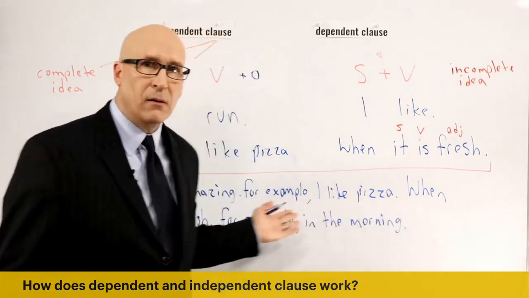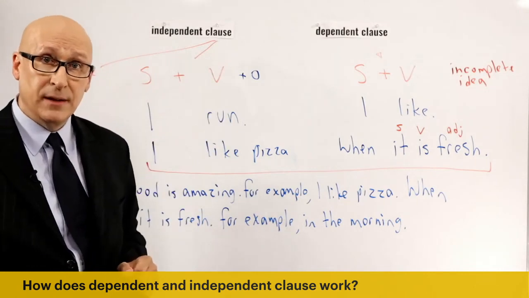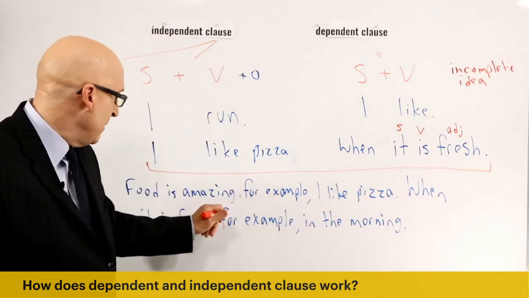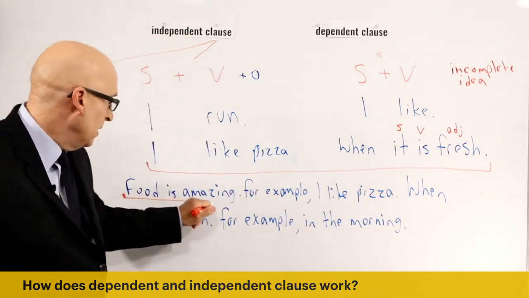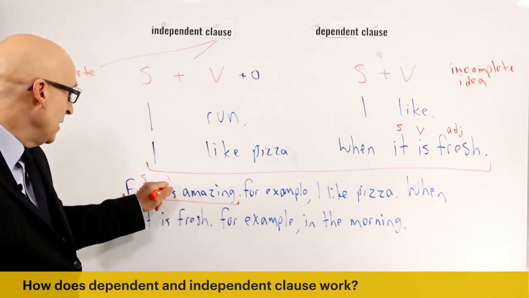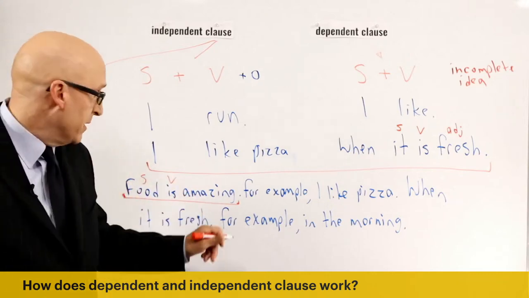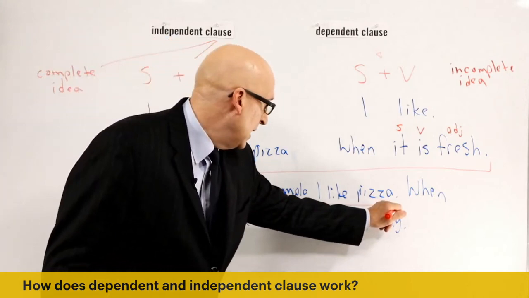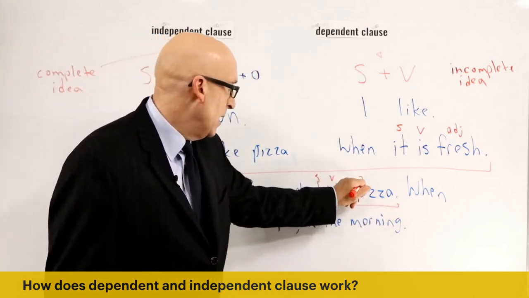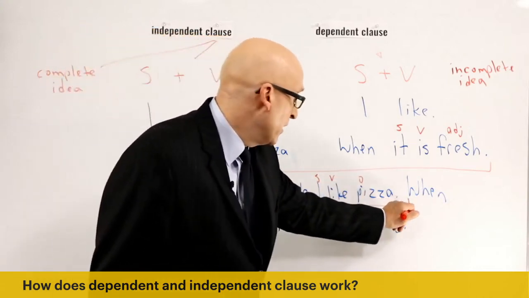Okay, when you're writing a paragraph, every sentence has to be independent. It has to be able to live by itself. It has to be able to start with a capital and end with a period or question mark. Food is amazing. We have a subject, we have a verb, and it's a complete idea. Food is amazing. Look at the next one. For example, I like pizza. Okay, for example, subject, verb, object, and it's a complete idea. So far, so good.